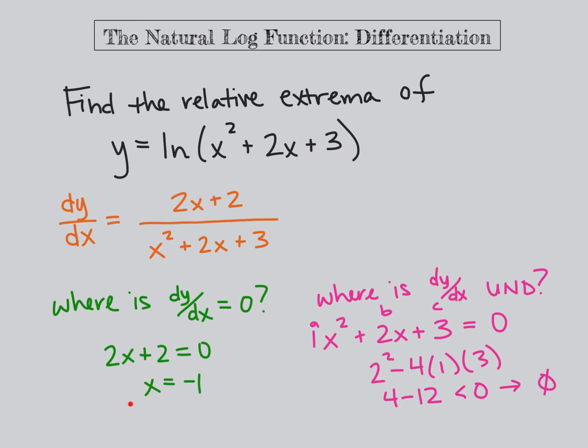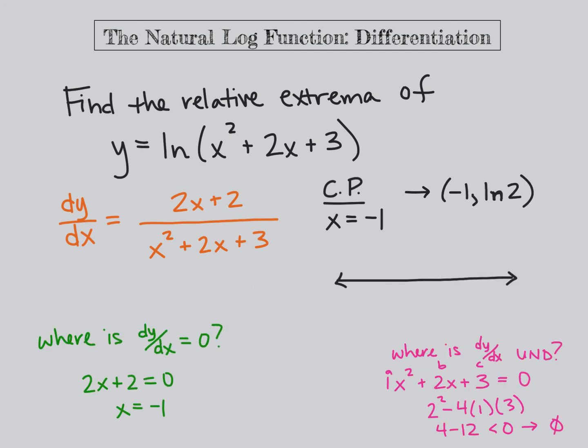So let's take a look at our critical point, x equals -1. If we plug in -1 for x, we'll have 1 minus 2, so -1 plus 3. So the natural log of 2 is our output, so our coordinate point is (-1, ln 2). I want to know if this value is either a relative minimum or a relative maximum.